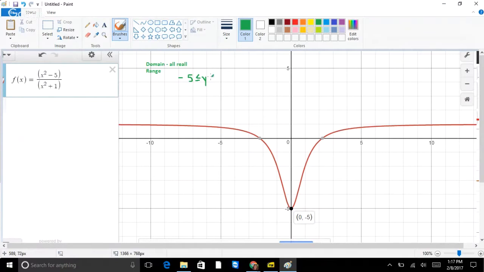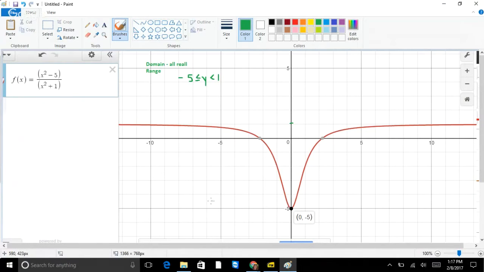And then what's my asymptote on the top here? What does this get closer and closer and closer to but never quite reach? Well, if I look at my graph here, it's right here at y equals 1. So y has to be greater than or equal to -5 and less than 1.